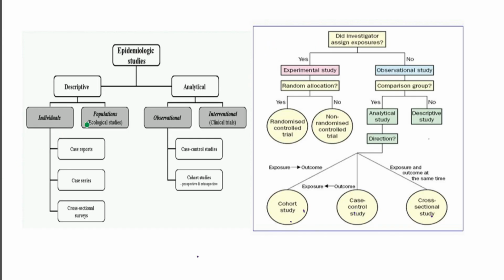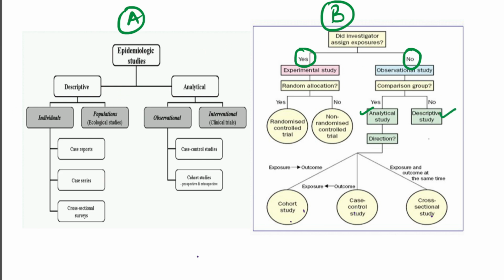Now see, we have taken the answer as descriptive type of cross-sectional study. How does this go? We have to keep in our minds these two charts. These are the charts of the different types of epidemiological studies. Let us see, this is chart A and this is chart B. First we will see chart B. Did the investigator assign any exposures? If yes, then it will be an experimental type of study. If no, then it will be an observational type of study. Please remember this point. Then next, in the observational type of study, if there is any comparison group, then it will be an analytical type of study. If there is no comparison group, then it will be a descriptive type of study.